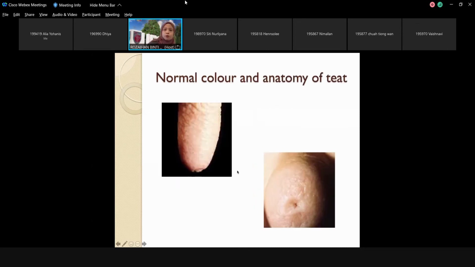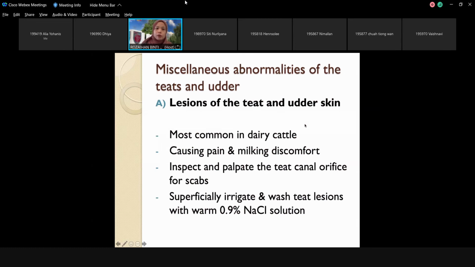All right. So please appreciate, because at this stage you should appreciate what the normal anatomy and normal tissue look like. So this is a normal, healthy picture of the anatomy of the teat. It should look like this, right? Any questions so far before we proceed with this subtopic? Feel free to ask in the chat. I'll check the chat box later.